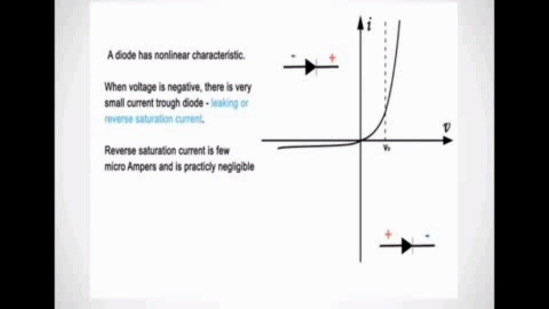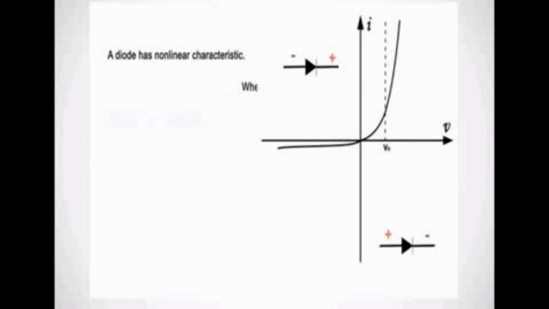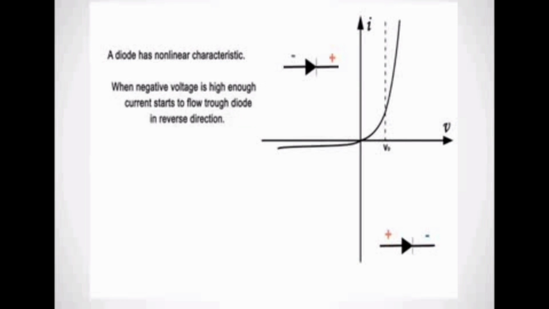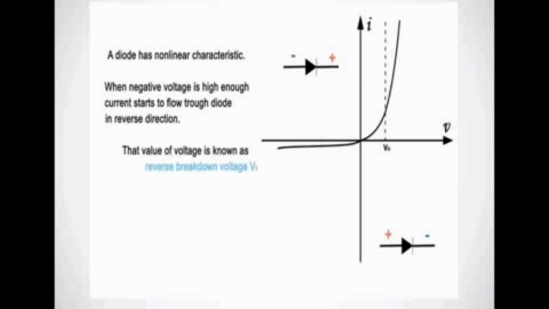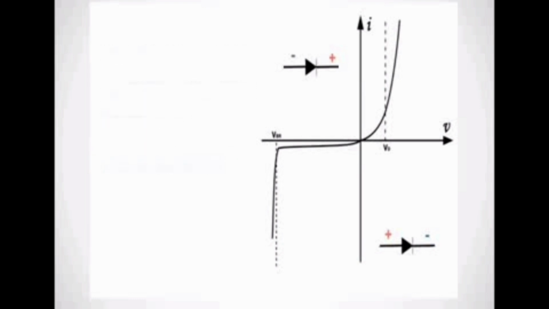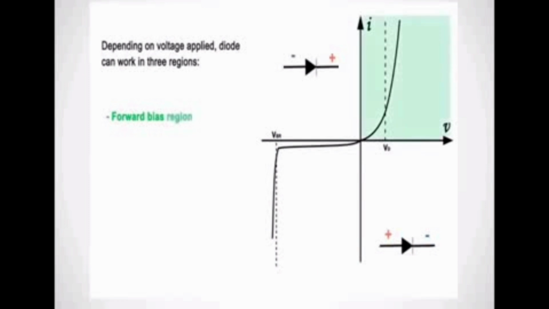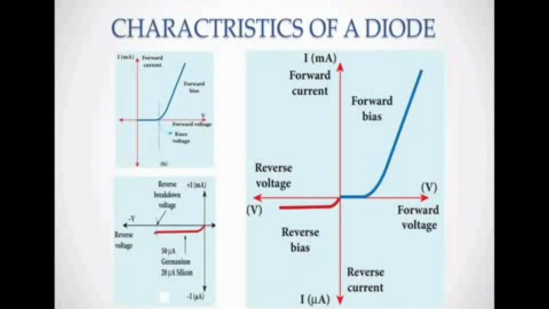In the negative region, a very small current passes through. It is not a flow of current, it's a leakage current. When the negative voltage is high enough, current starts to flow through the diode in the reverse direction. That voltage is known as the reverse breakdown voltage. Reverse breakdown does not occur in this PN junction diode, it occurs only in the Zener diode. So this is the combination of forward bias and reverse bias.